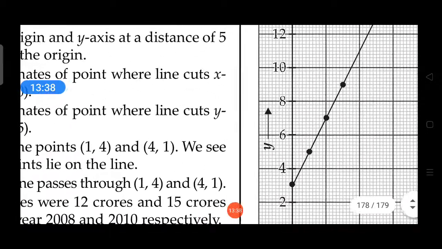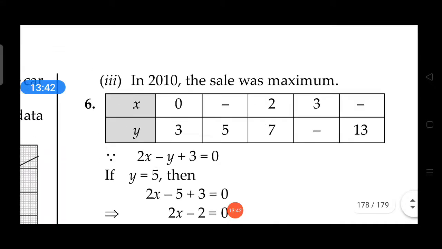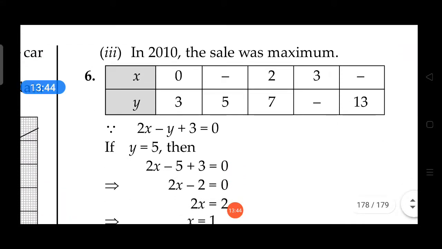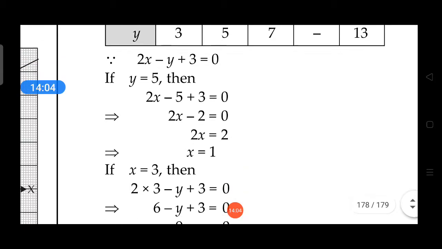Now come to question number 6. The third part is also there in question 5. In which year was the sale maximum? So here if you see, in 2010 the sale was maximum. Okay, the sales were 15 crores, so maximum in 2010.